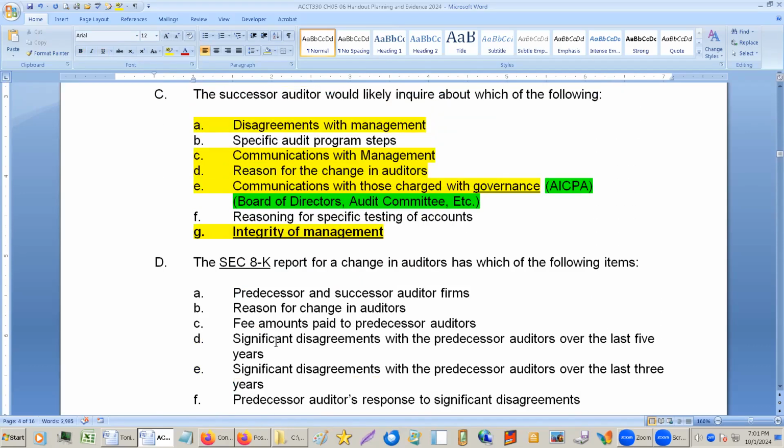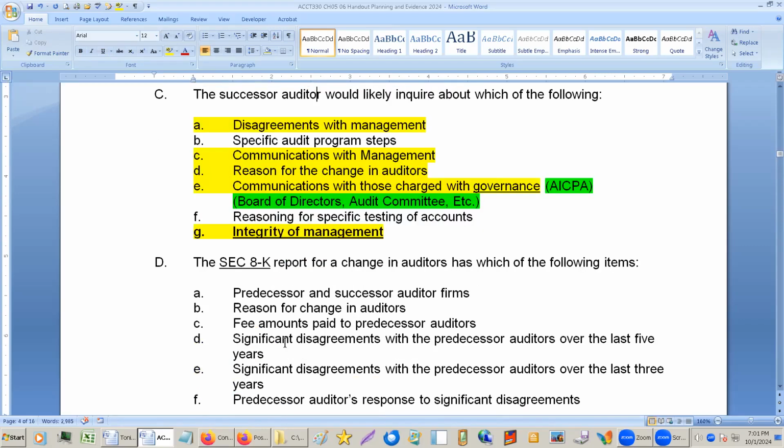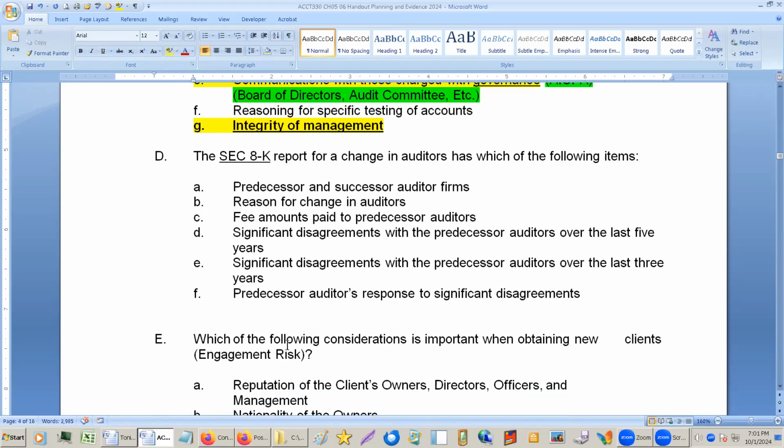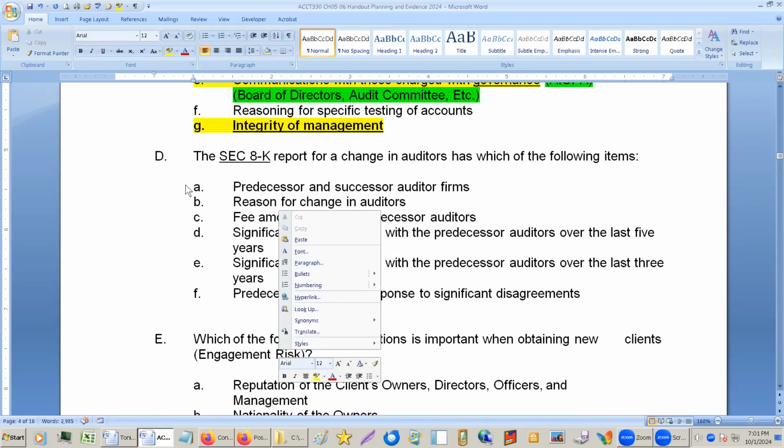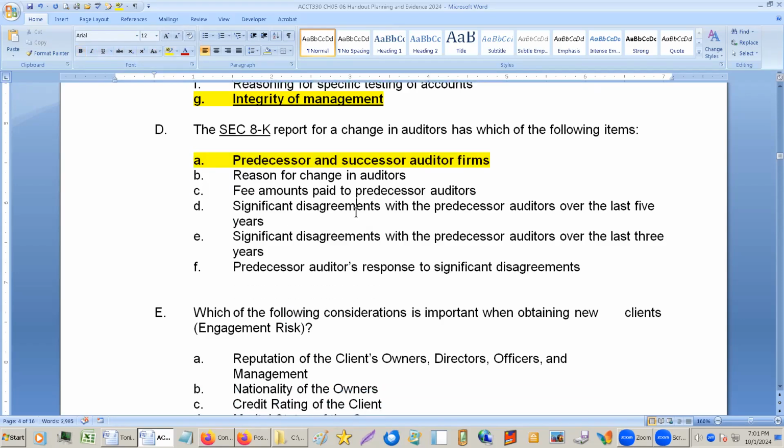Okay. 8K report for change of auditors. What are the following items? I'll do the first one. That one's easy. Predecessor and successor, yes. Reason for the change?